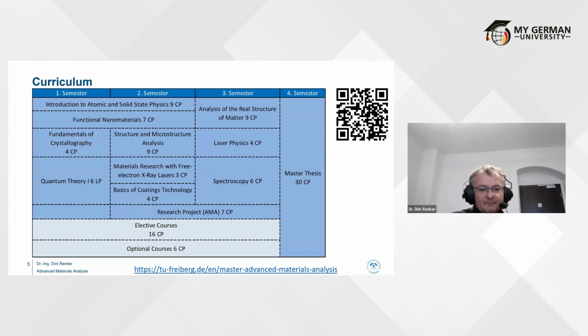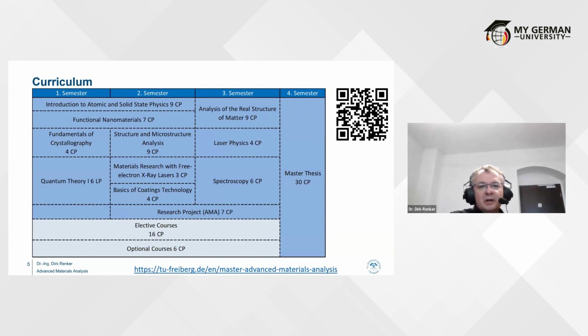Okay, we also have our own web page. You see it on this page, now in English. This is the most important information about the study course. Also, the examination and study regulation is available in English.